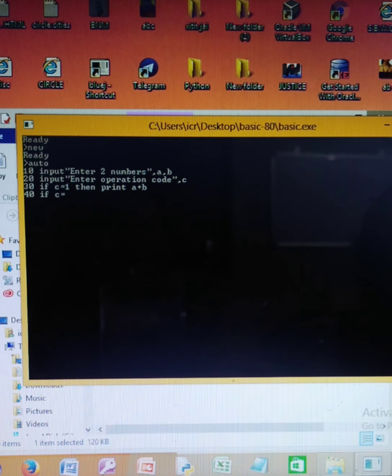If C is equal to 2, then PRINT A minus B. Both of them will be subtracted. If C is equal to 3, then PRINT A times B. If C is equal to 4, then PRINT A divided by B.